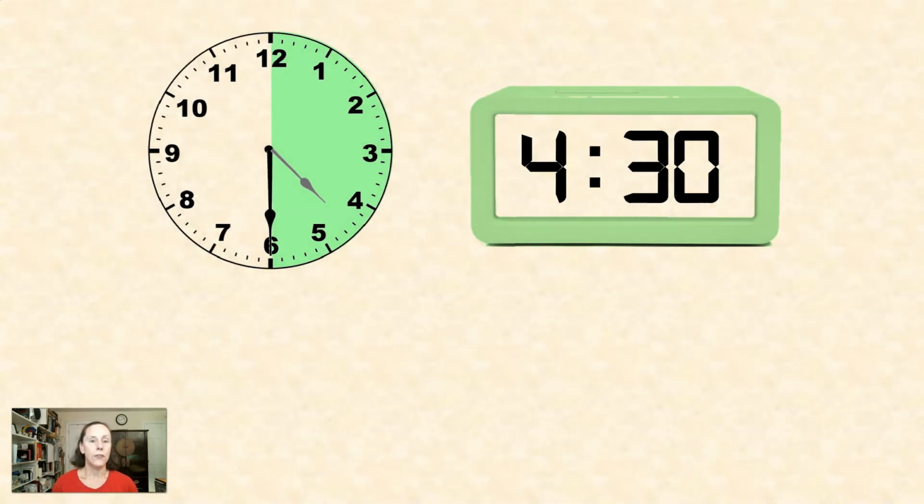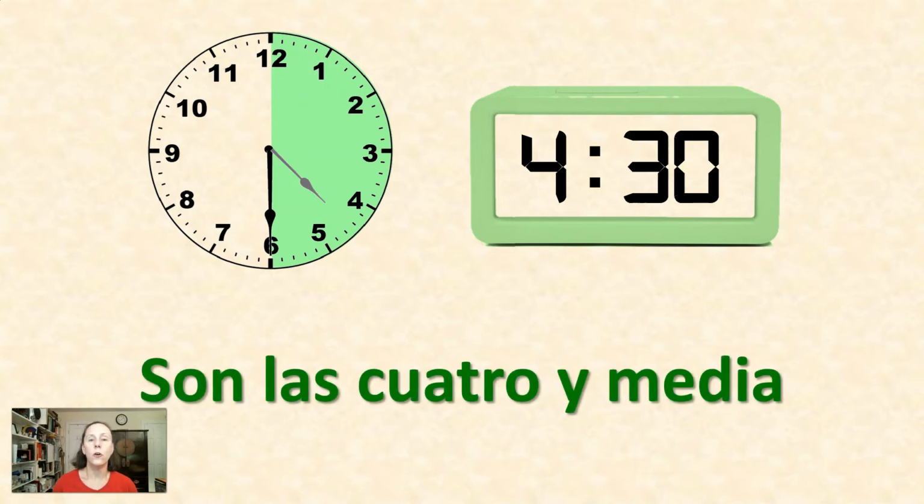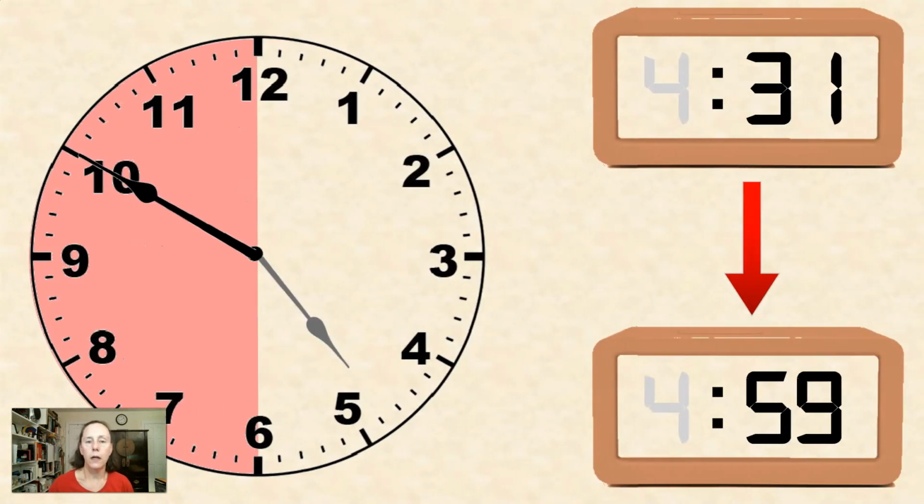So this is half past 4. So when we're saying 4:30, we're not going to say cuatro y treinta. We're going to say cuatro y media because media is half. All right. So that's what happens when the minute hand is on the right-hand side of the clock up until half past.